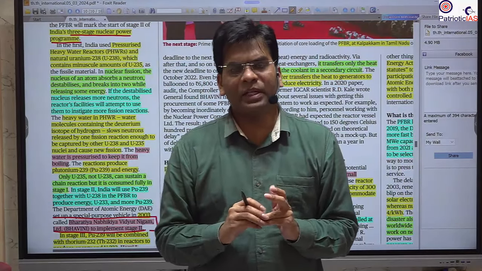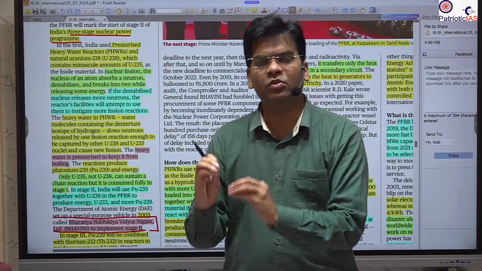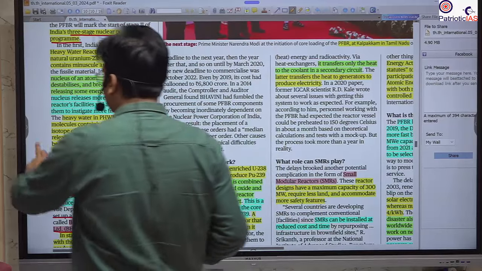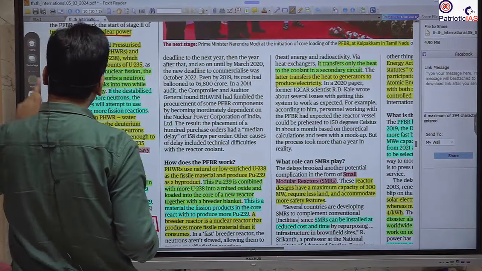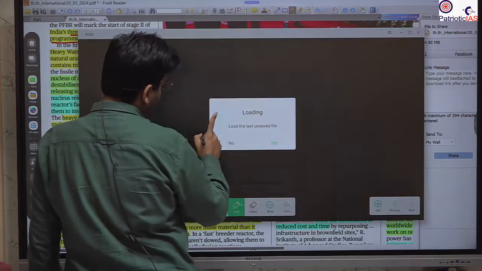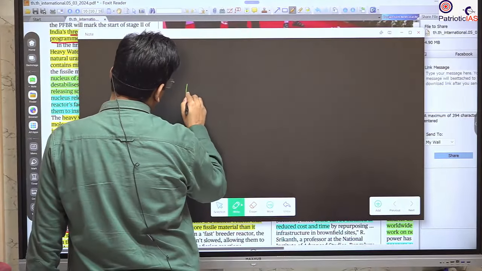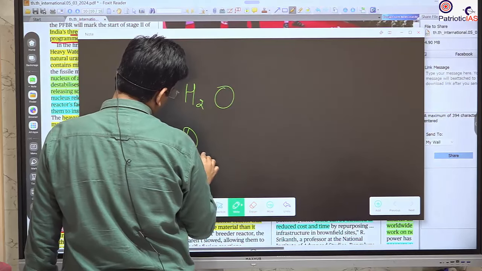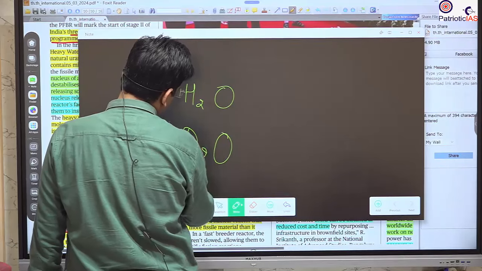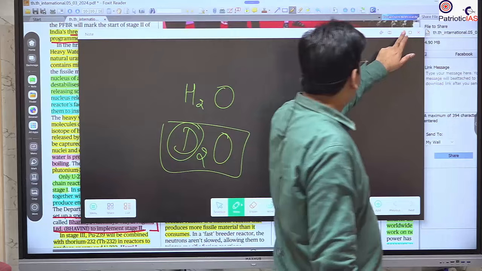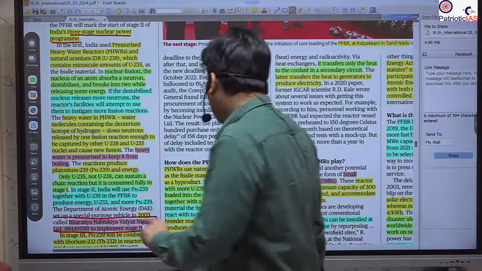What is heavy water? This is the same as H2O, but with an isotope of hydrogen. So what is the formula of water? It is H2O, where H represents hydrogen. But what is heavy water? This is D2O. Here D is the isotope, known as deuterium. Okay, so please remember this.